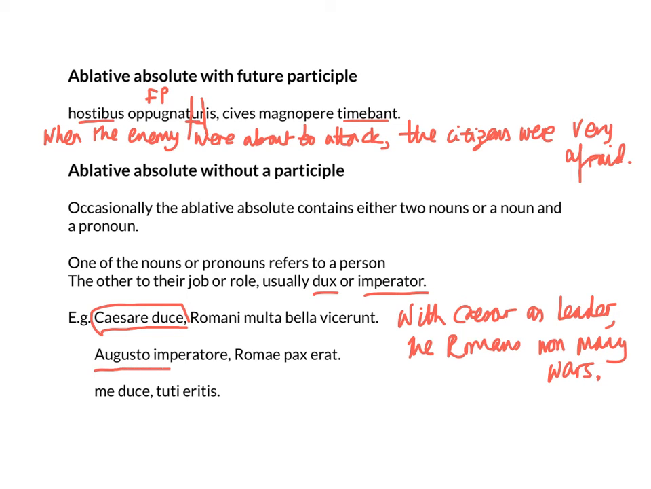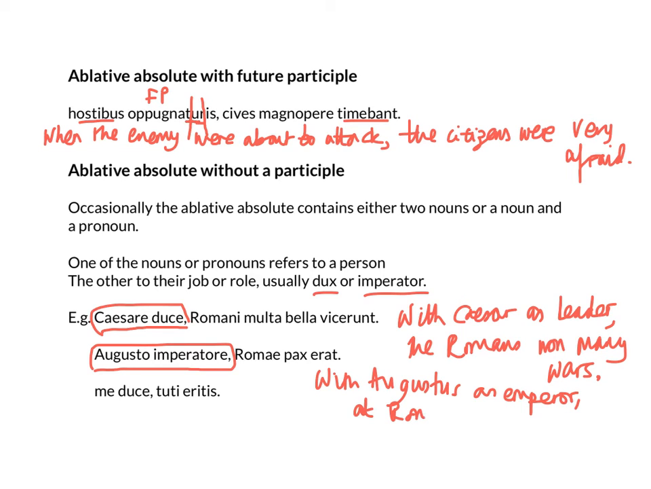Taking exactly the same approach for the next one, with Augustus as emperor. Imperator can be emperor or general, but since Augustus was indeed an emperor, that's the most sensible translation here. Romae means at Rome, pax erat, there was peace. And finally, me duce, with me as leader. Again, if you prefer a when clause, you can say when I am your leader. But with me as leader is fine. You will be safe.